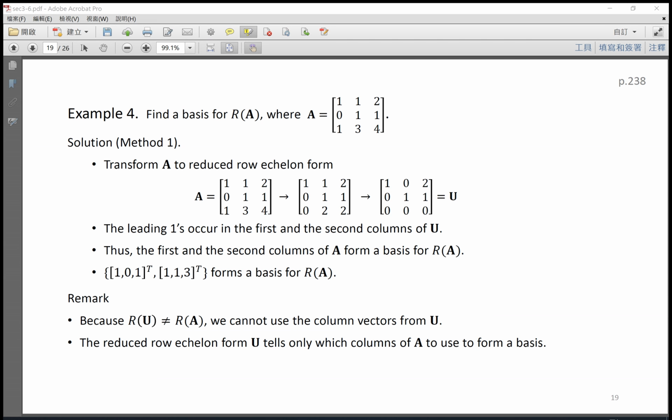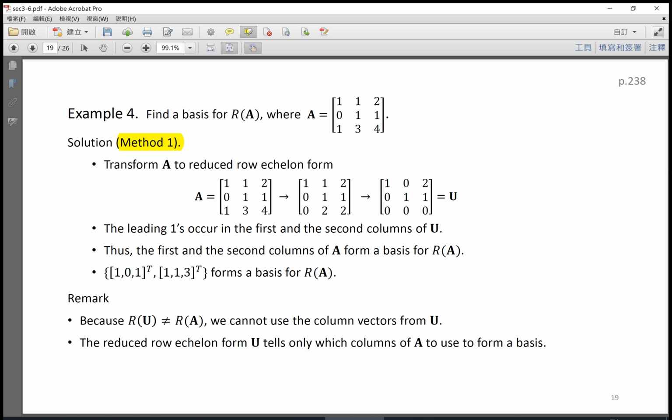Example 4 illustrates how to compute a basis for the column space of a matrix. I will introduce two methods for computing a basis for the column space. Method 1: first transform A into the reduced row echelon form, and we denote the reduced row echelon form by U.